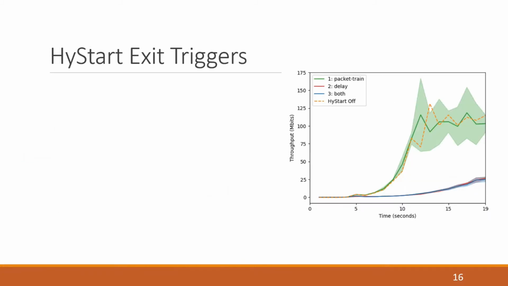So you can actually enable or disable each of these signals on its own. We ran a series of runs with only the packet train signal enabled. And then we ran a series with only the delay signal enabled. And then we compared that to runs with both enabled, and then runs with HyStart off.